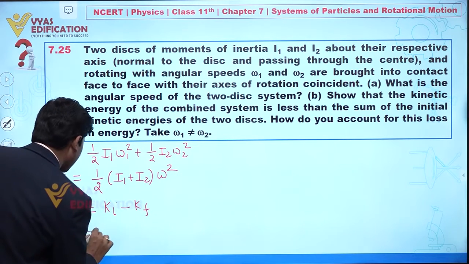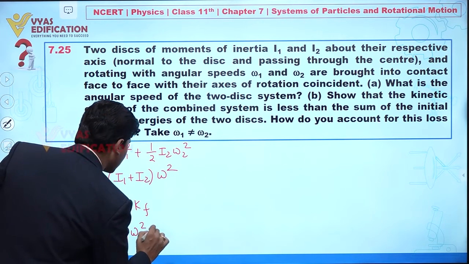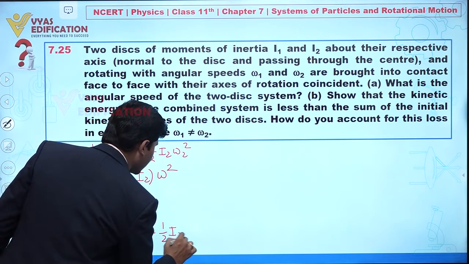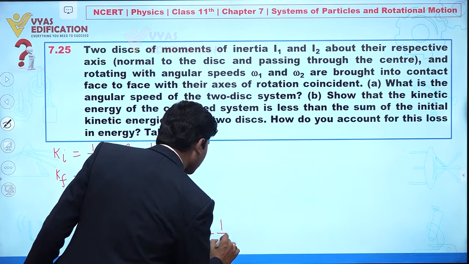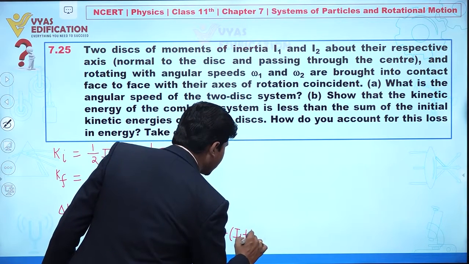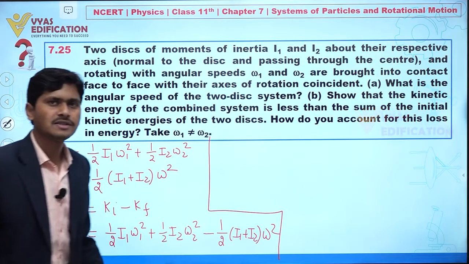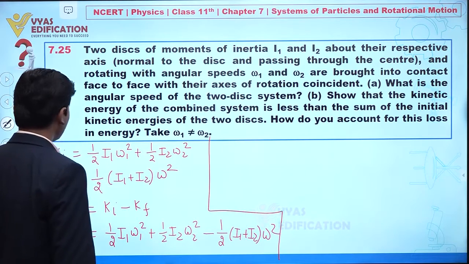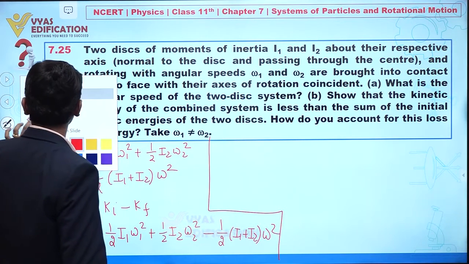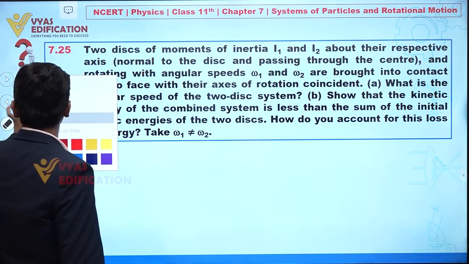So K initial minus K final is half of I1 omega 1 square plus half of I2 omega 2 square, minus half of I1 plus I2 times omega square. Now we can also write this expression here.